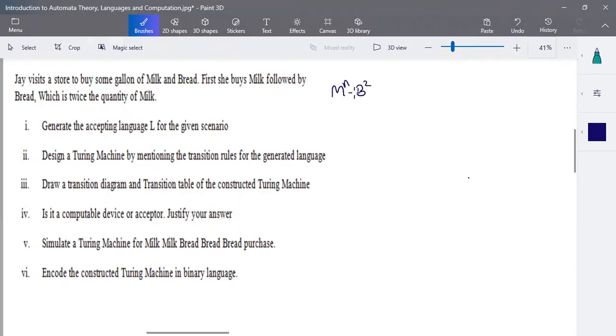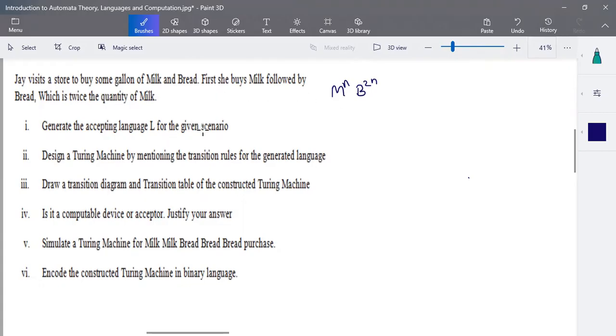If n gallons of milk are bought, then 2 power n quantity of bread is bought. Okay, so M followed by B, and B is twice the quantity of M. So this is the scenario.